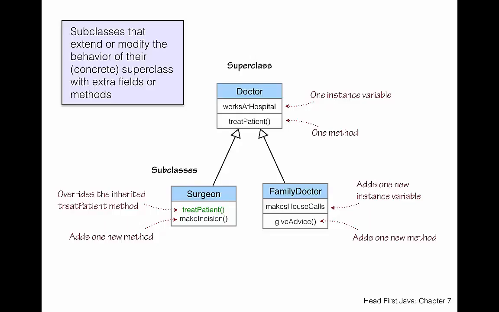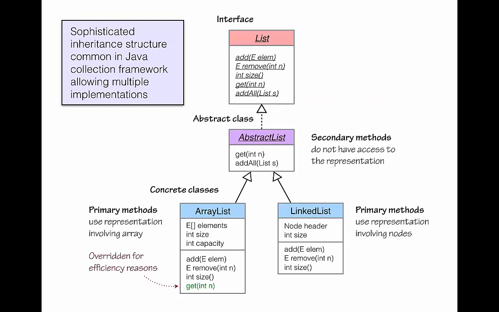How about a family doctor object? How many fields and how many methods if I give you 5 seconds starting from now? A family doctor has two fields, the one it inherits from doctor and the one it adds. And a family doctor also has two methods, the one it inherits and the one it adds.